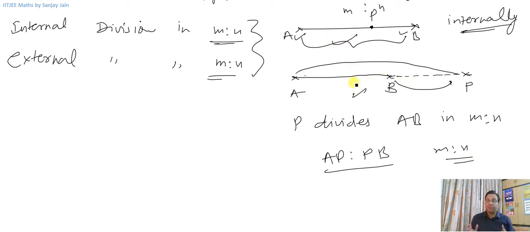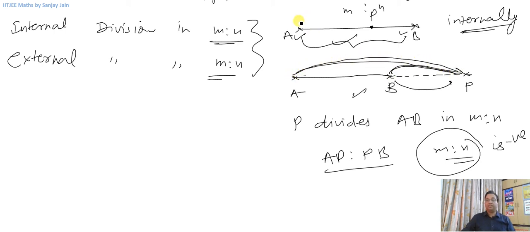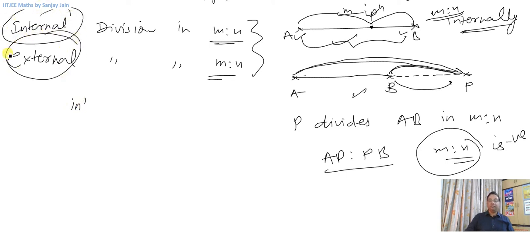How do we differentiate these two? By saying that this ratio is considered negative because we are going outside of this line, and in this division we are going inwards. So this ratio m is to n is positive when AB is being divided by this point P internally, and m is to n is considered negative when the point P divides AB in m is to n externally. So basically this is the difference between internal division and external division.